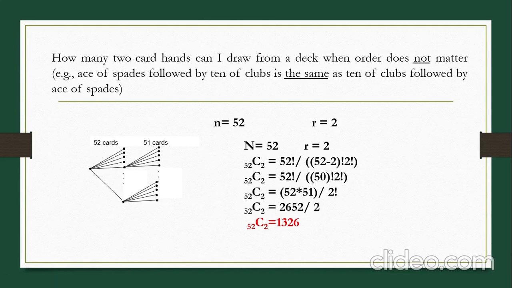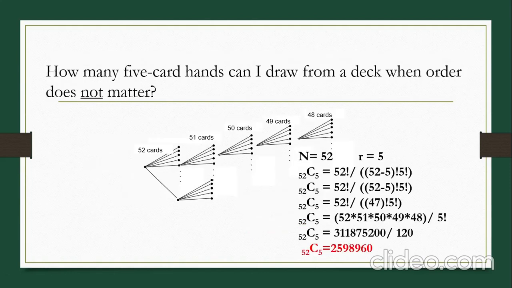So what are left are 52 times 51, and for the denominator you have 2 factorial. So 52 times 51 is equal to 2652, divided by the 2 factorial, which is 2. Therefore, if you are going to draw 2 cards from a deck of 52 cards, the combinations that you can get is equal to 1326.